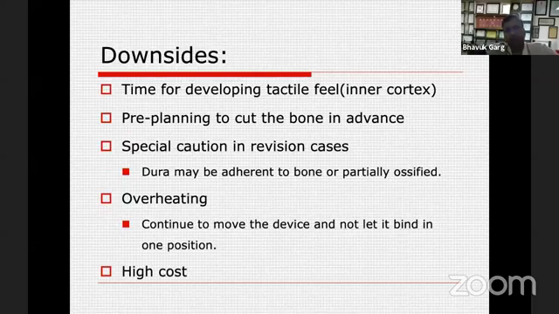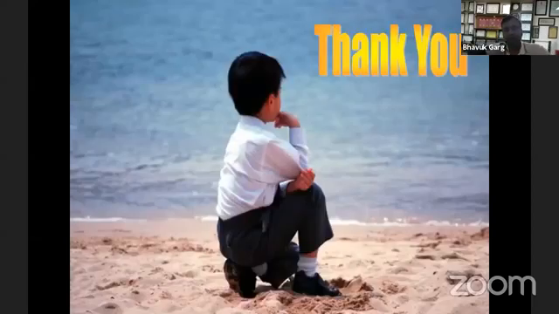You need some time for developing tactile feel. Again, 12 to 15 cases are good enough. You need to pre-plan to cut the bones in advance. Special caution you have to take in revision cases because the dura may be adherent to the bone. Overheating: again, you have to continue to move the device and not let it bind in one position. And high cost is certainly one of the major downsides which people talk about. But if you look at the longer term, it is much more cost effective. Thank you.